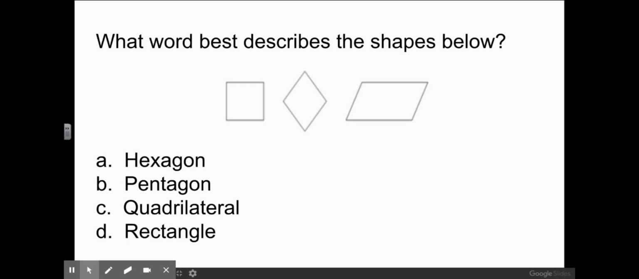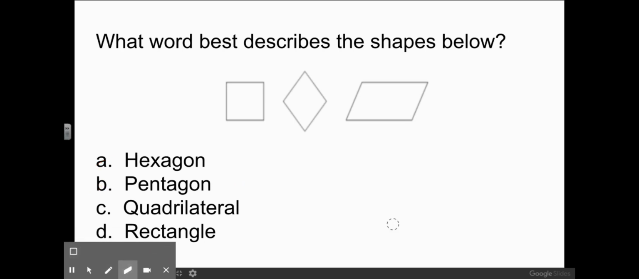The next problem says, what word best describes the shapes below? Now, if we look at these shapes and our answer choices, none of them are hexagons because we know that a hexagon has 6 sides and all of these are actually 4-sided shapes, right? So it can't be hexagon. It can't be pentagon because a pentagon is a 5-sided shape, the one that looks like a little house. So it can't be a pentagon.